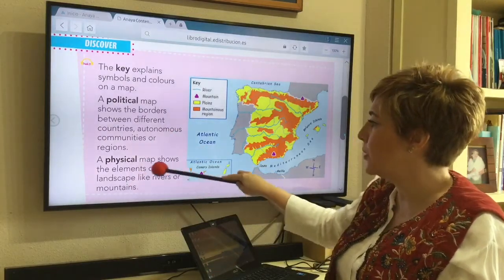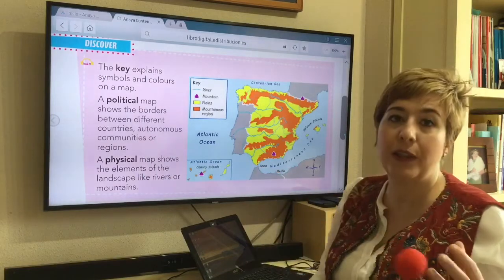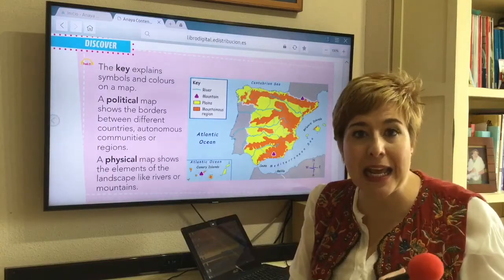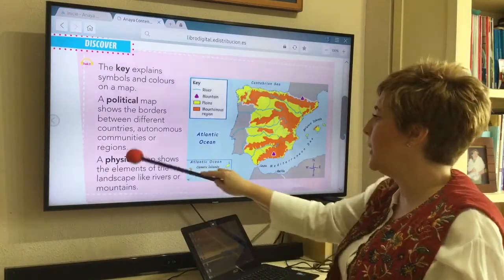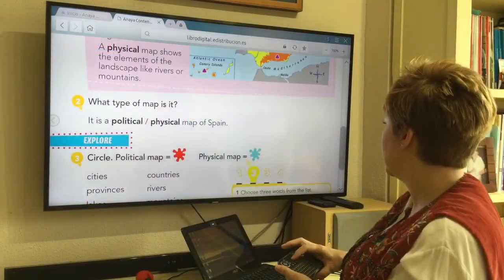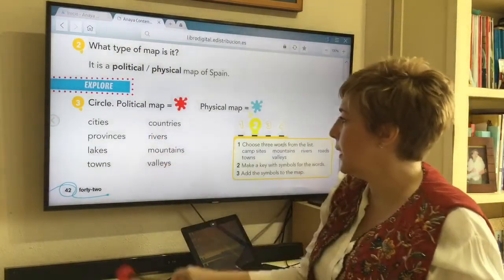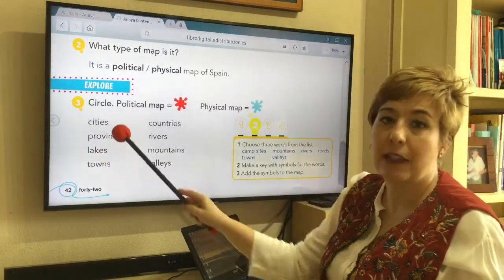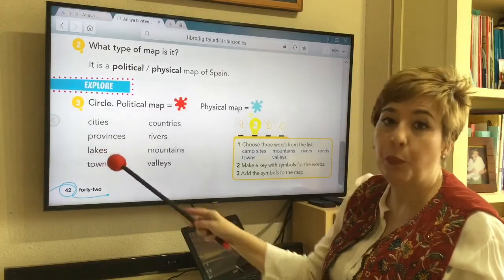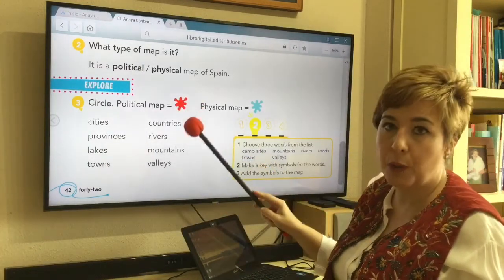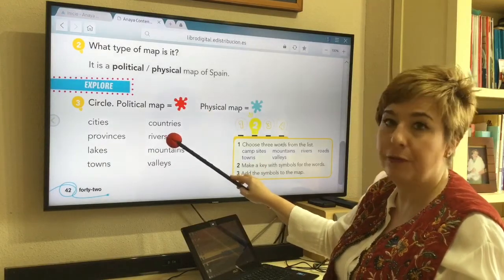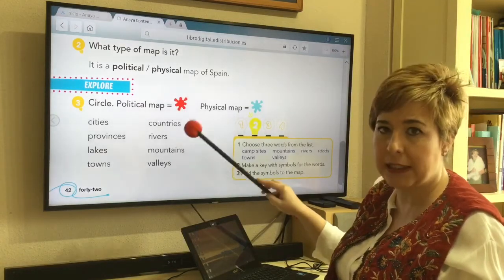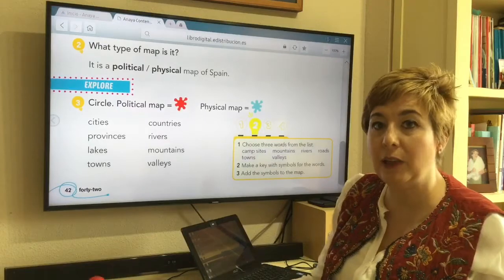And a physical map shows the elements of the landscape. A river, mountains, valleys, lakes. All that information is a physical map. This activity is very important. Cities, political map. Provinces, political map. Lakes, physical map. Towns, political map. Countries, political map. Rivers, physical map. Mountains, physical map. And valleys, physical map. It's very, very important that you memorize this.